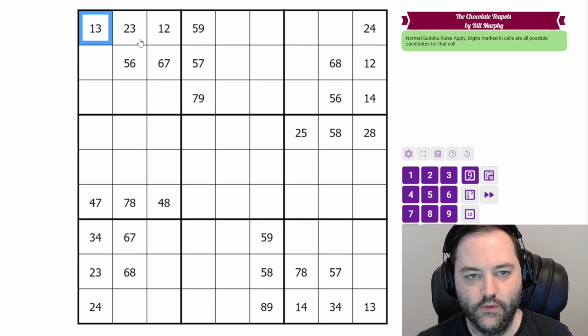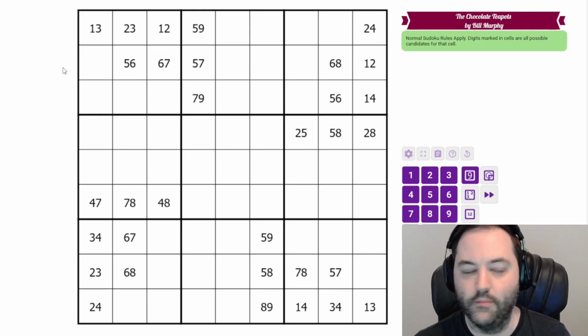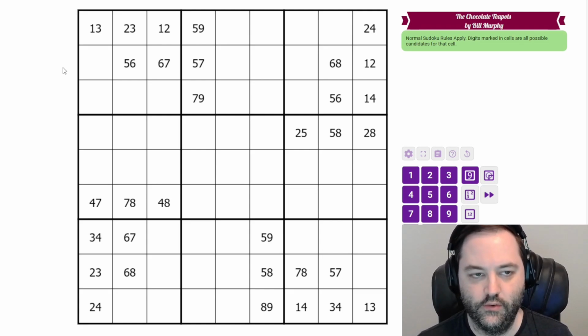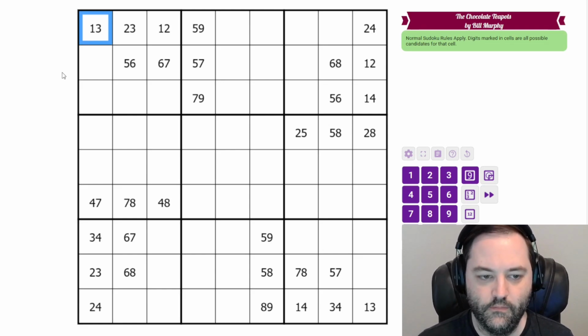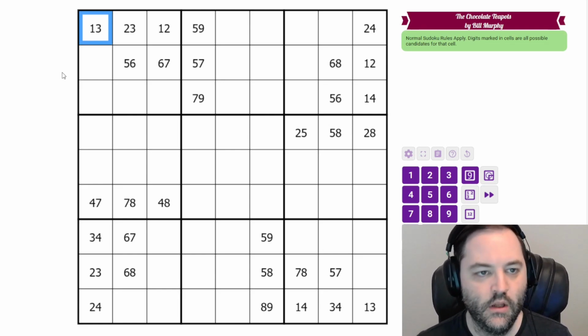Additionally, we have pencil marks in some of the cells, and those pencil marks tell us what the possible candidates are for those cells. So in this cell, we can only place a 1 or a 3. Can't place a 2 because it's not pencil marked. So those are the rules.